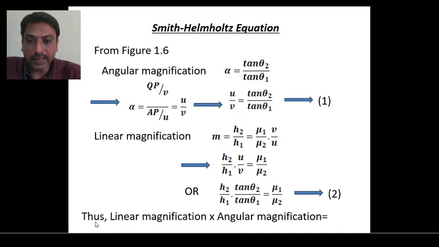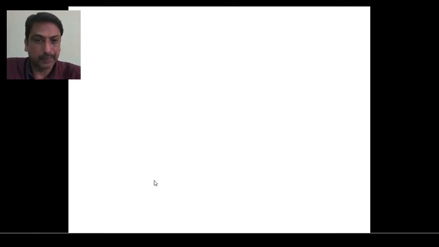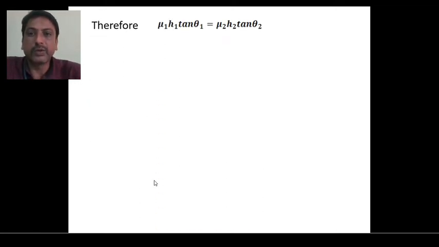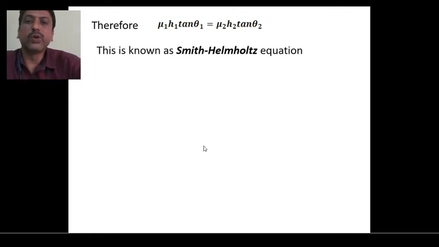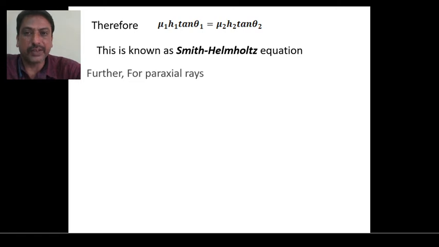Thus I can now calculate the product of linear magnification and angular magnification. In equation 2 I equated the linear magnification, and in equation 1 I calculated the angular magnification. So now I am going to take the product of these two. Linear magnification into angular magnification is found to be equal to mu1 divided by mu2. If I multiply that, I will get mu1 h1 tan theta 1 is equal to mu2 h2 tan theta 2. So this is known as the Smith-Helmholtz equation.